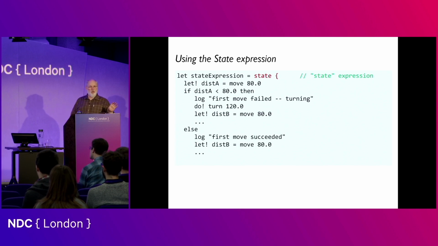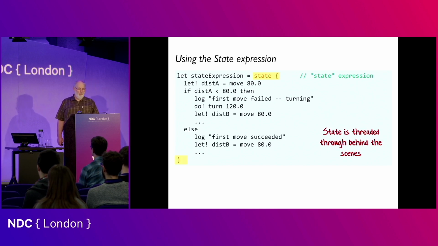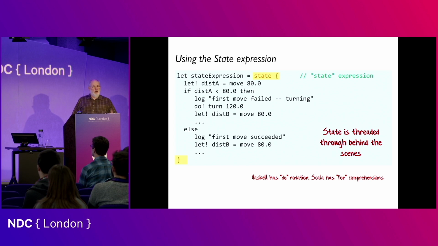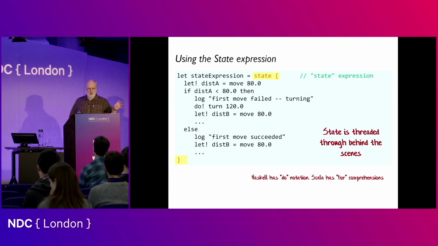So I can write all the logic I did before, but without having to worry where the state is. This is called a state expression. It's something that F# has, and actually Haskell and Scala, most functional languages have an equivalent. Haskell has do notation and Scala has for comprehensions and so on. It's a really, really common technique because it's such an annoying problem in functional programming that people have developed tricks to work with it. So this is the F# version of that.